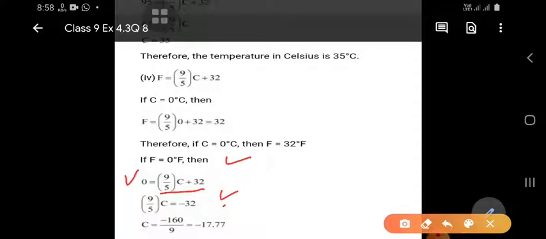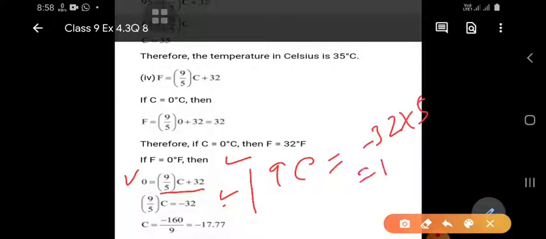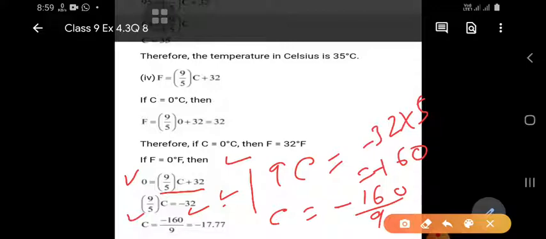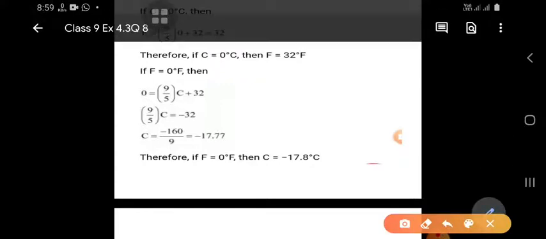And now 5 into 32, that is 160 by 9. Look at here, I will just write 9C is equal to minus 32 into 5, that is 160. Look at here, 160. And what happened? C is equal to minus 160 divided by 9. When you divide minus 160 by 9, you will get 17.77. This is the value of C.